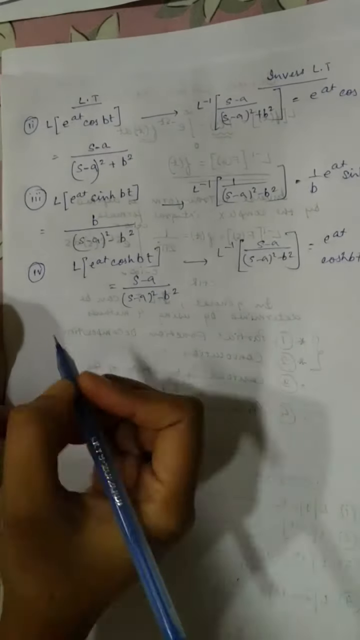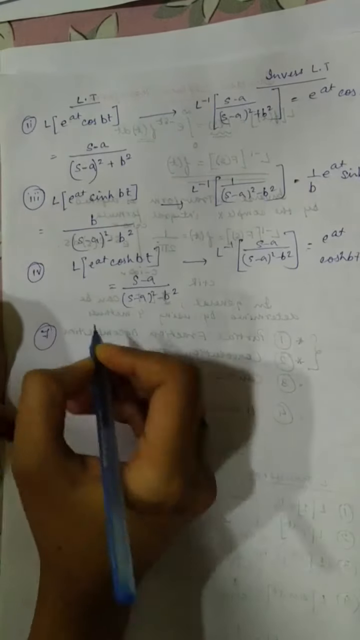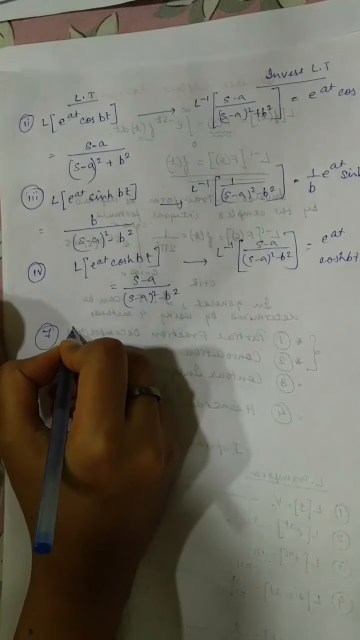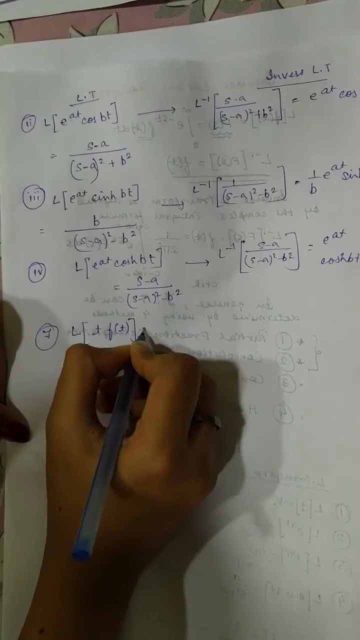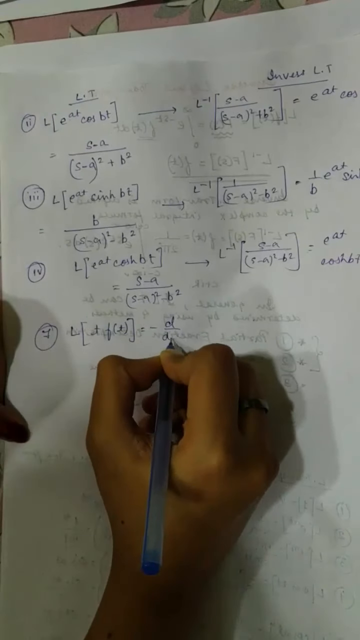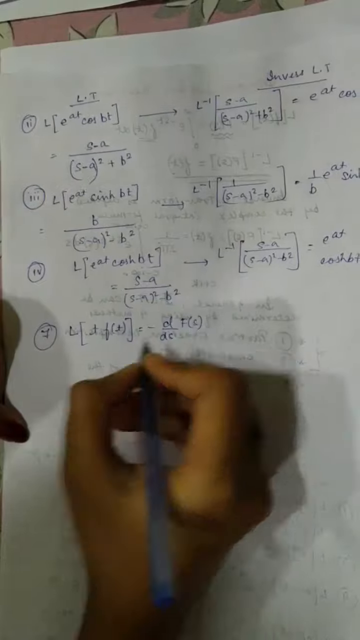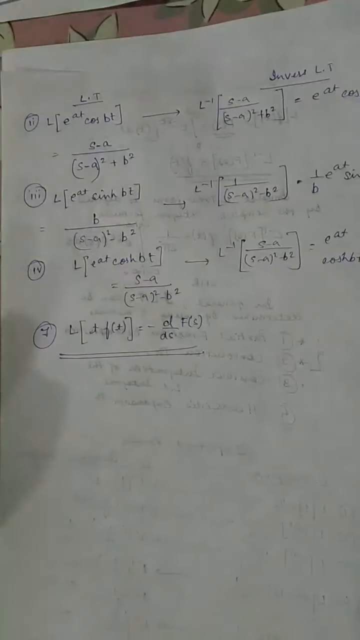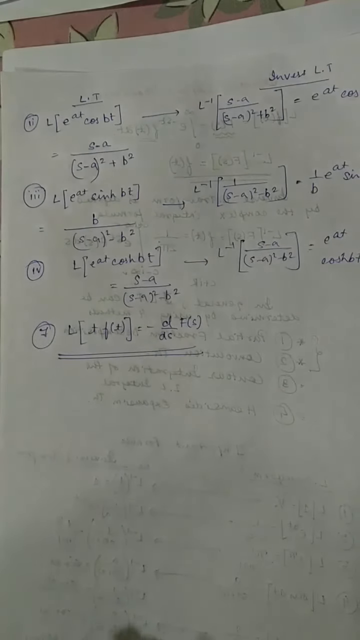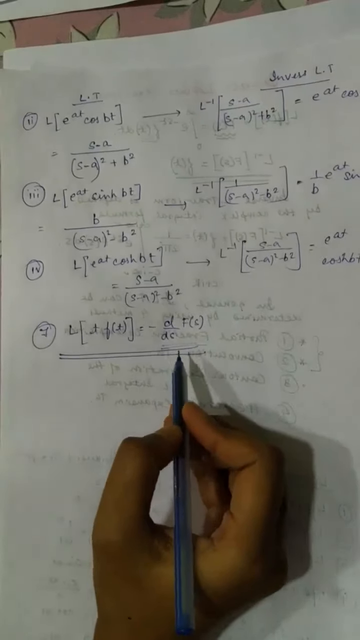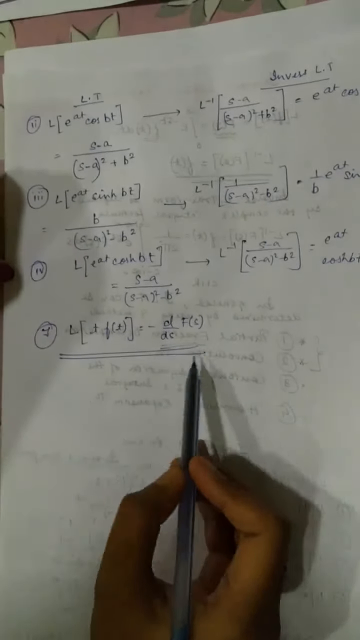Okay, and last we'll be writing a very important formula which you will require very often. That is, we know the Laplace transform of t f(t) is equal to minus d/ds F(s), right? We have derived this formula, if you move on to the section where we have found the derivative of the Laplace function. This is nothing but the derivative of the Laplace transform, right?